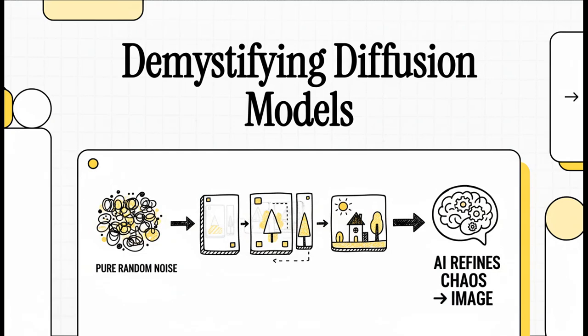Okay, you've seen them everywhere, right? Those absolutely incredible, sometimes mind-bending images that AI creates from just a few words of text. It really does feel like magic. But what if I told you it's not magic at all, but actually an incredibly elegant process? Well, today, we're going to pull back that curtain on the engine behind it all, the diffusion model.